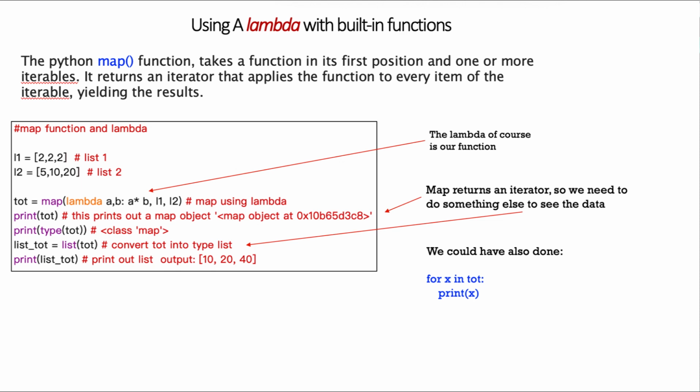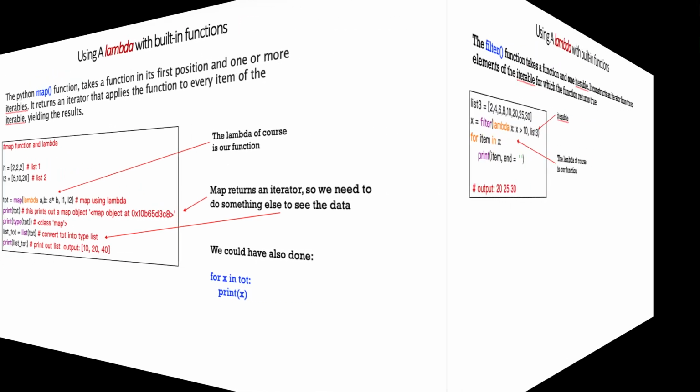That's list underscore tote equals list tote. Pass it the output of our lambda using lambda with our map. And then we're able to print list tote, and we're able to get in list form 10, 20, and 40, as we would expect. We could also have used a for loop, as I show in the lower right-hand corner of the slide, for x in tote, print x. That's another way to do it, and we'll certainly use that way in the slides to come.